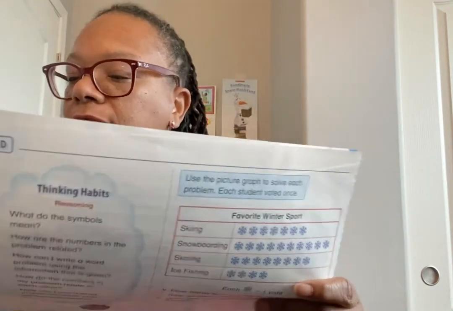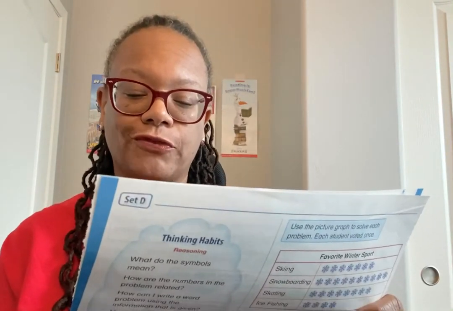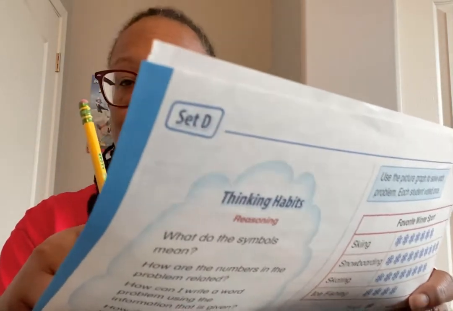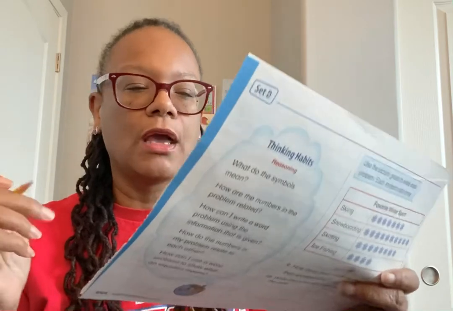That's right, Aiden. It is subtracting. So 7 minus 6 equals, I'm not going to tell you. You know the answer. How many fewer students voted for lemon than vanilla? Well, you have vanilla, which is the most, because you have to put the biggest number first when you're subtracting. I saw some people's problems that had the biggest number next. No matter. Biggest number goes first and then subtract.